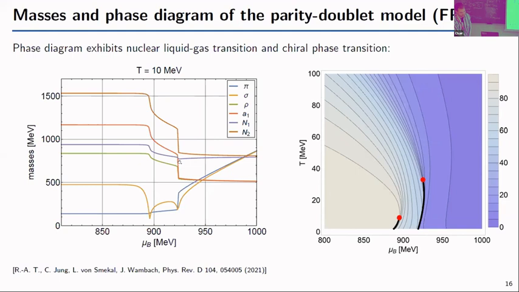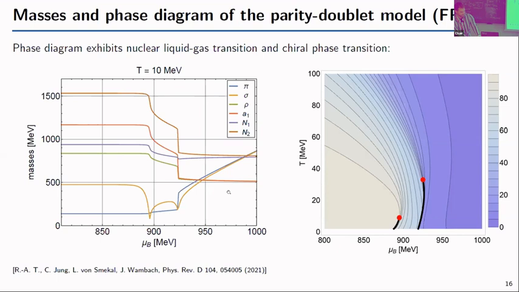And here you see nicely that the masses of the nucleon and its parity partner become almost degenerate, right? So there is a large drop here in the mass of the parity partner and they become very similar. Same for pion and sigma, of course.